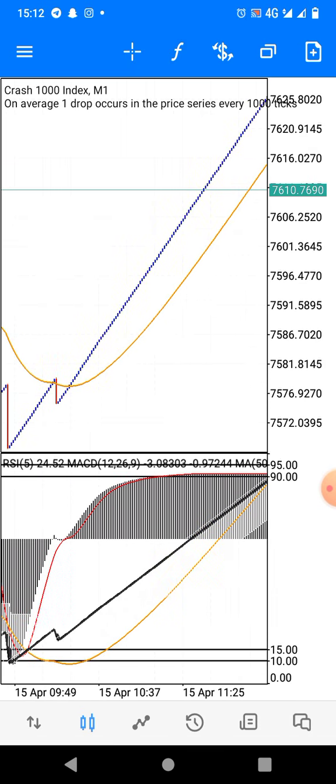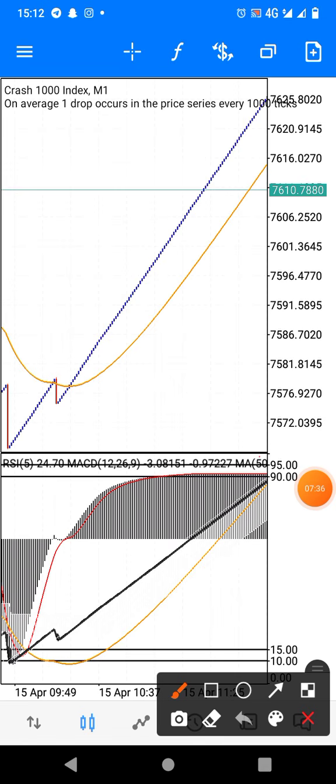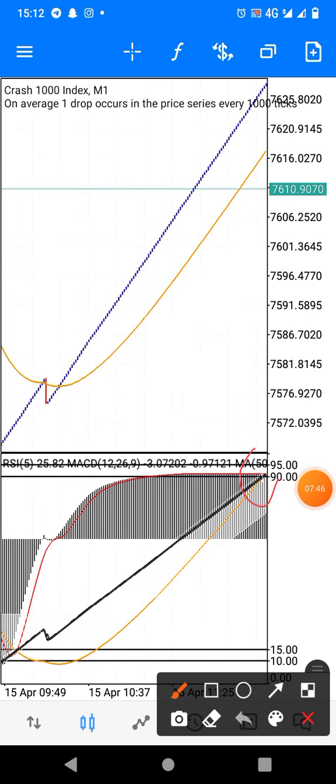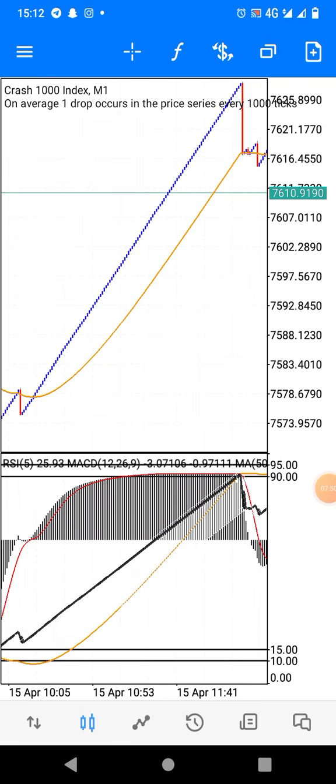You want the indicators to meet at a point, just like you have it here. You want them to meet just like this. So what happens once they meet like that? You take your sell. The next thing is a spike.